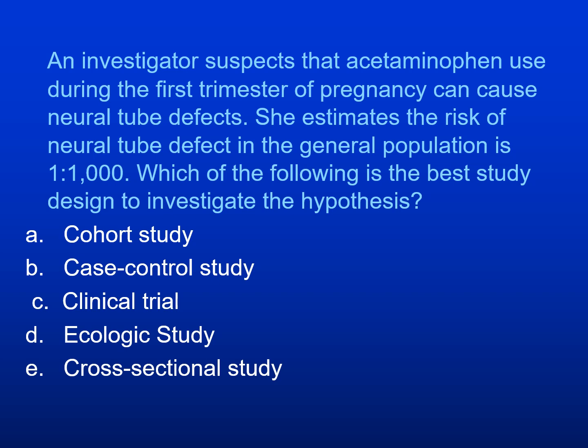Again, the best way is to choose the case control design and take children with neural tube defects and another group who do not have neural tube defects and ask about the maternal intake of acetaminophen during pregnancy.